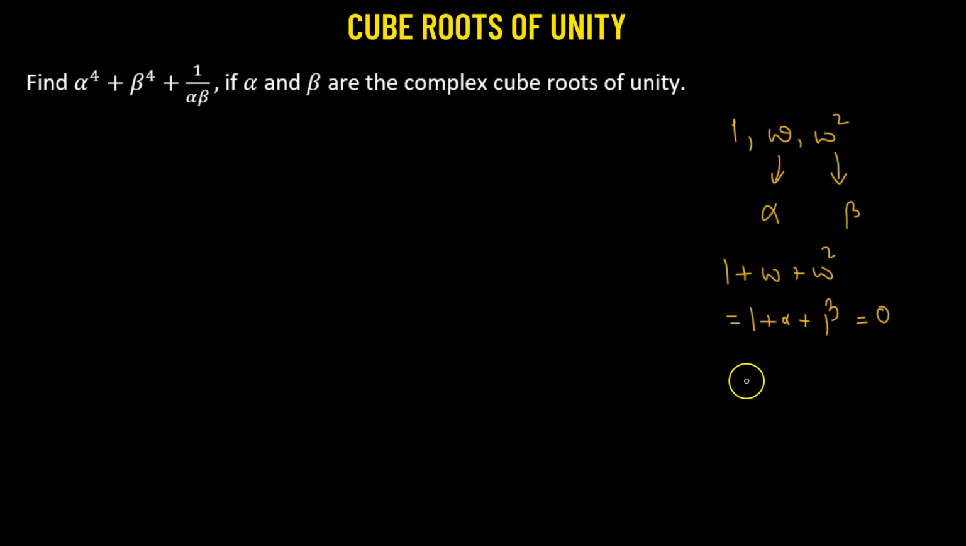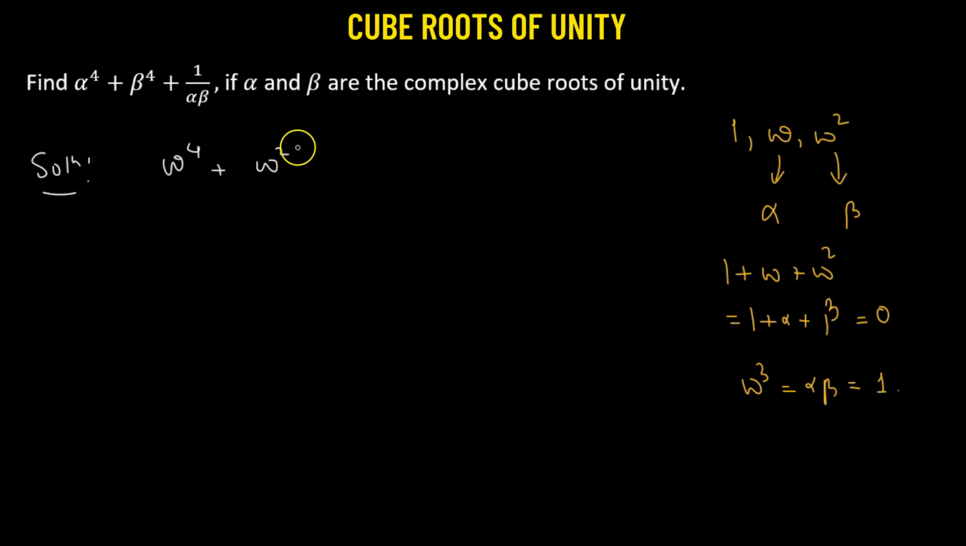And if we take the product of the roots, which is omega cubed or simply alpha times beta, that value is equal to 1. We'll use these facts. So let's rewrite the given expression. We have alpha raised to the power of 4. We have considered alpha to be equal to omega, so we have omega raised to the power of 4. Then we have beta. So beta is omega squared.